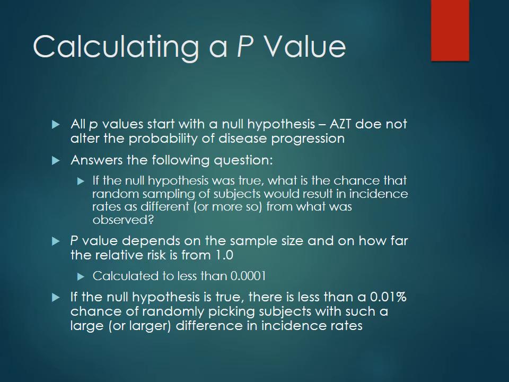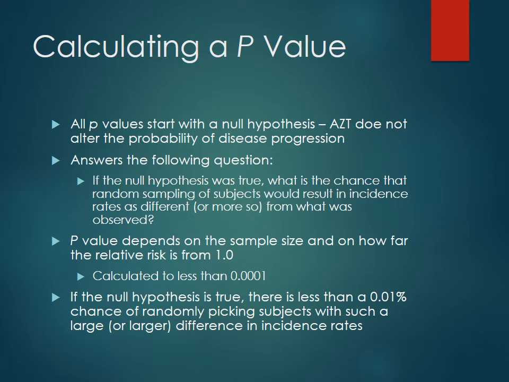Okay. So again, when calculating a p-value, all p-values start with the null hypothesis, and in this case it would be that AZT does not alter the probability of disease progression, right? So this can help us answer the following question: if the null hypothesis is true, what is the chance that the random sampling of subjects would result in incidence rates as different or more so than what was observed? So what are the chances that we would get a result this extreme or more so when just randomly sampling patients from this population, okay?